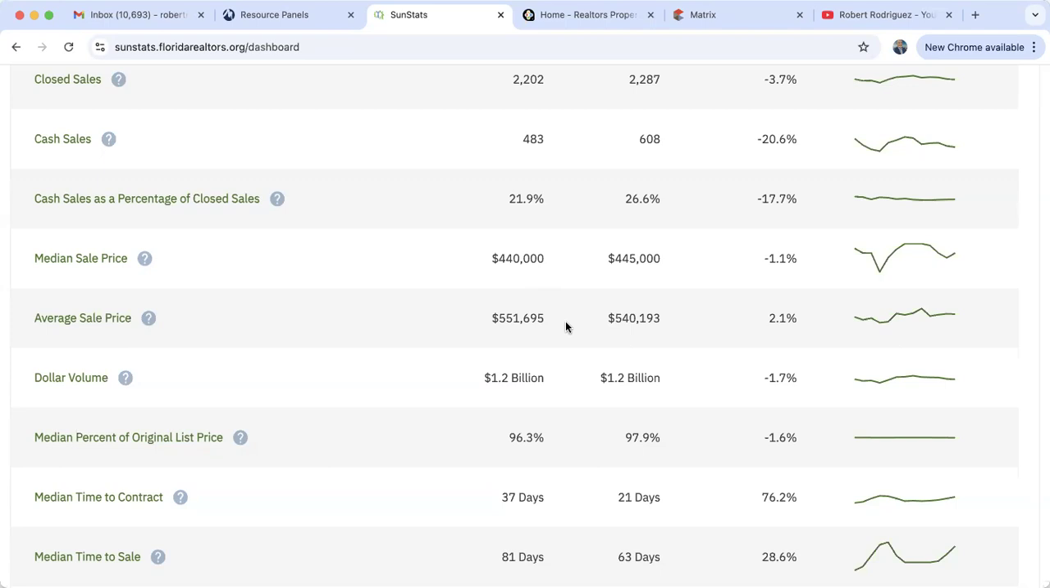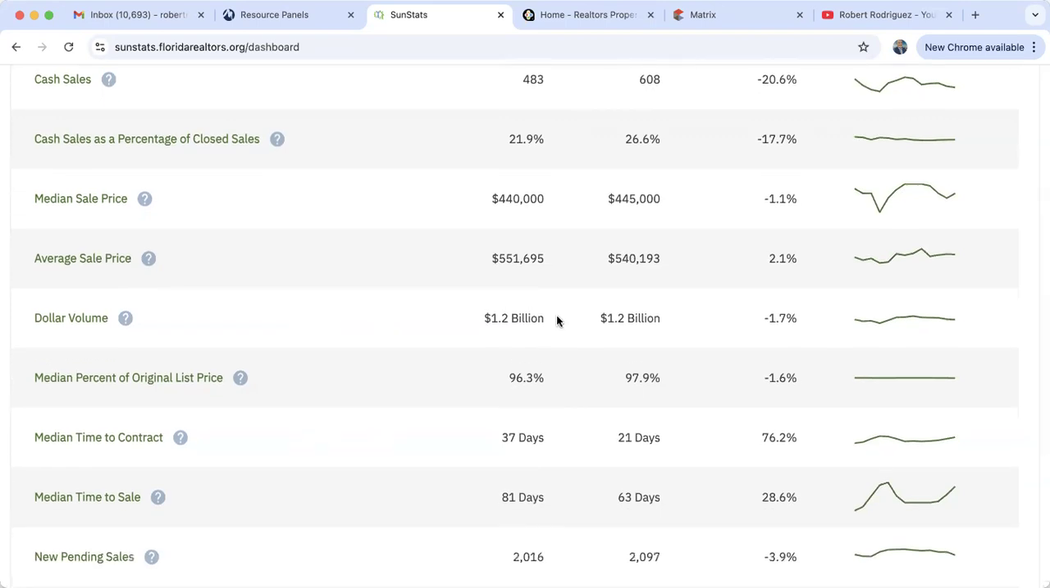Here in this area, which obviously includes lots of luxury areas in Palm Beach, Broward, and Dade County, the average was $1 million. We're looking at 551 being the average in Orlando. The dollar volume is only 1.2. In our area, it was $3 billion.